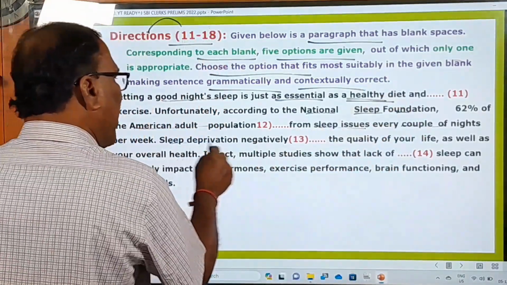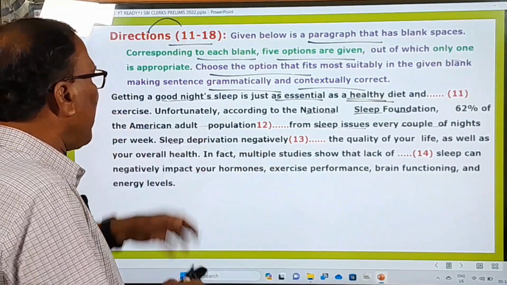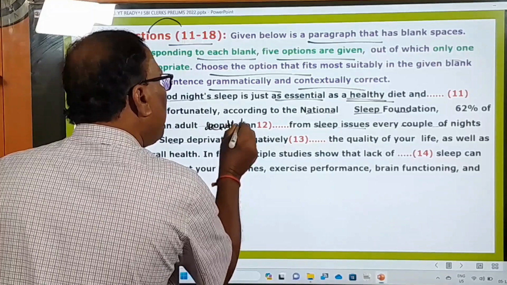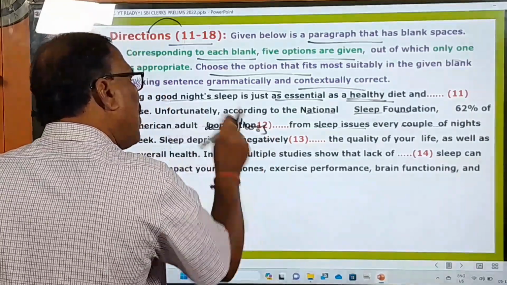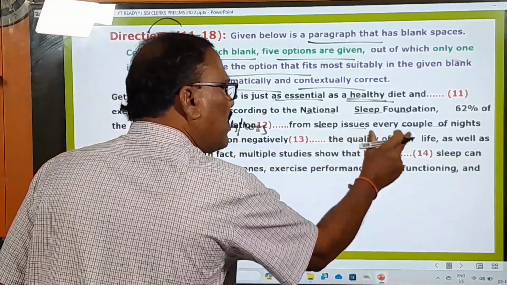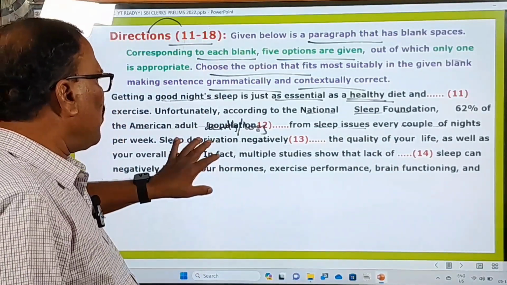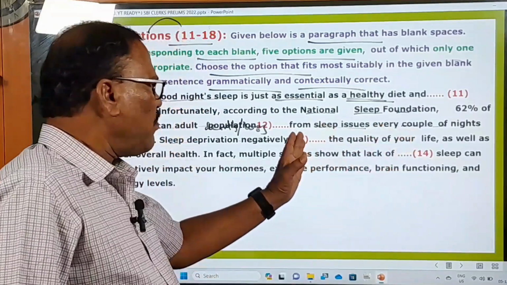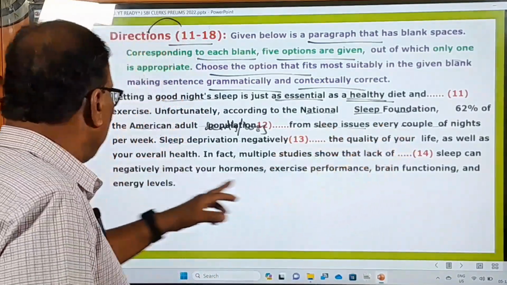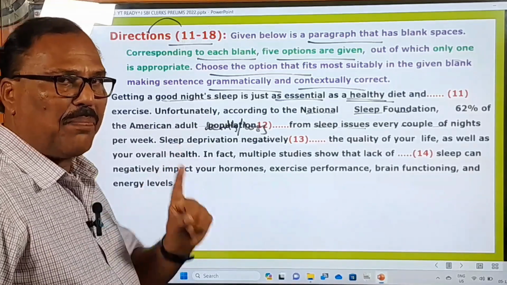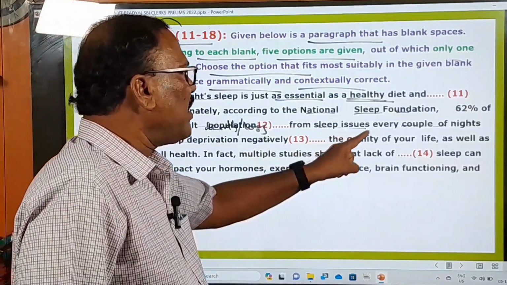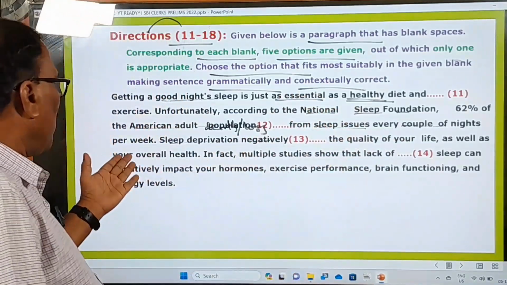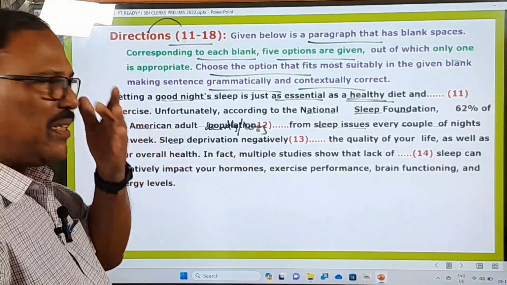Sleep deprivation negatively dash the quality of your life. Deprivation means dearth, so sleep deprivation is sleep loss. That means if you don't have proper sleep, it will dash the quality of your life, as well as your overall health. Let us see what we have to fill in that blank. If you don't have proper sleep, your quality of life will be in danger, and also your overall health. This is what he tells you.